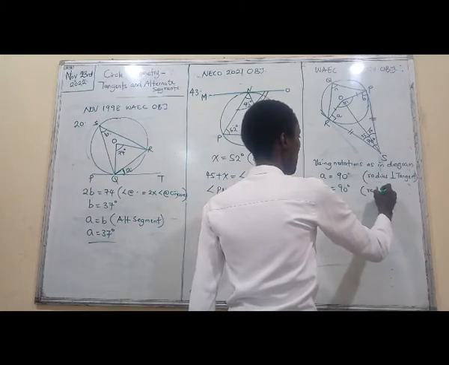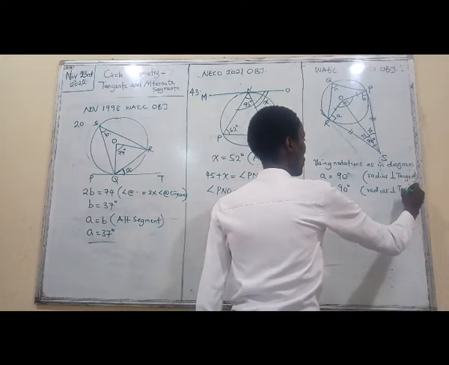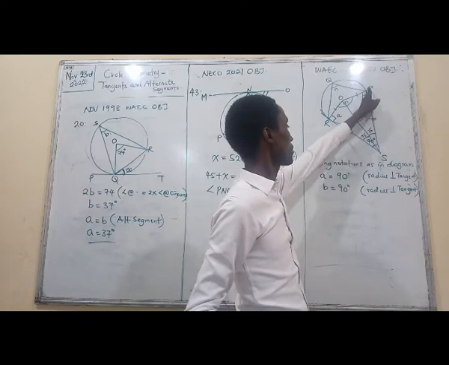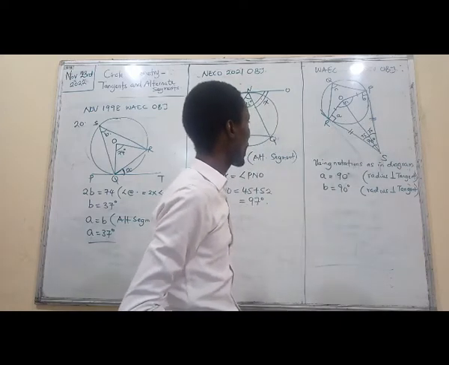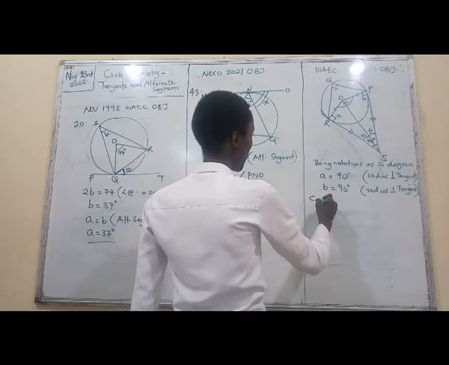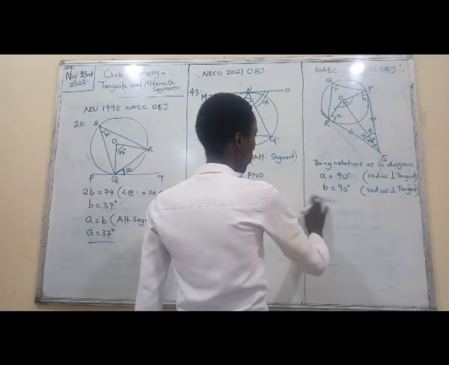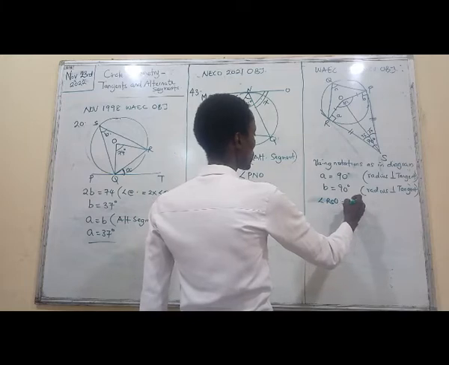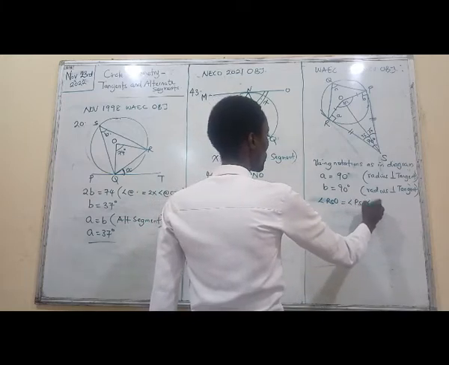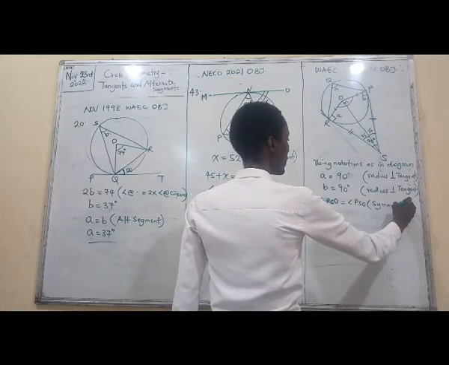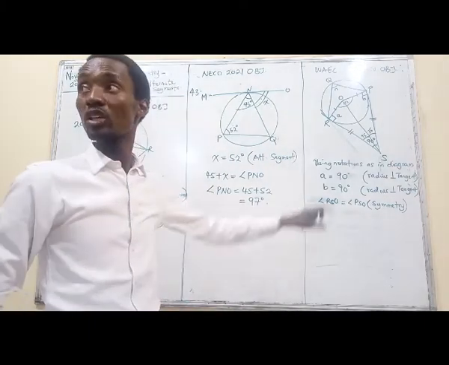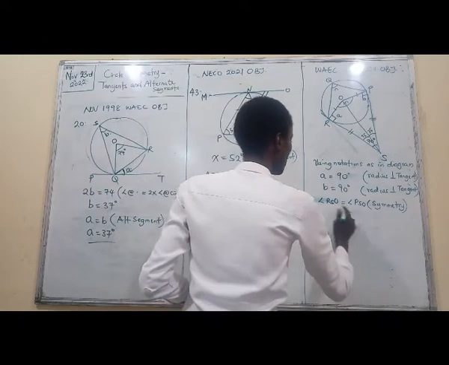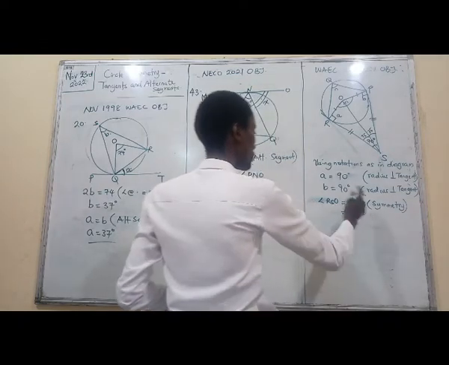So let's split them so that some of us don't get confused. This radius is perpendicular to this tangent. This radius is perpendicular to this tangent. So with that sorted, we can consider one other thing: angle ROS is equal to angle PSO. The reason is symmetry. Symmetry becomes the reason for that relationship to occur. By symmetry, this angle must be equal to this angle. And that will be equal to what? 35 degrees. So both angles are equal to 35 degrees.